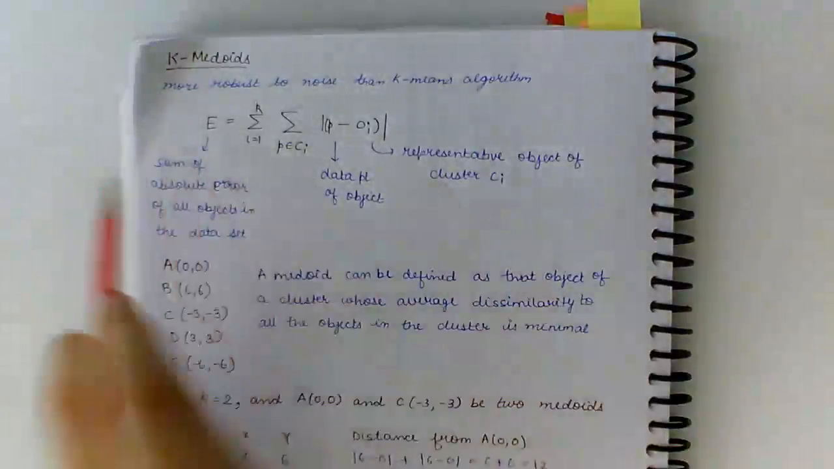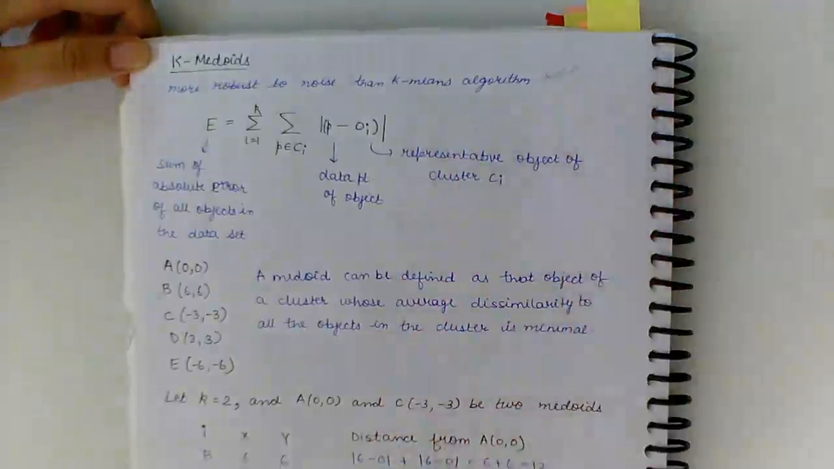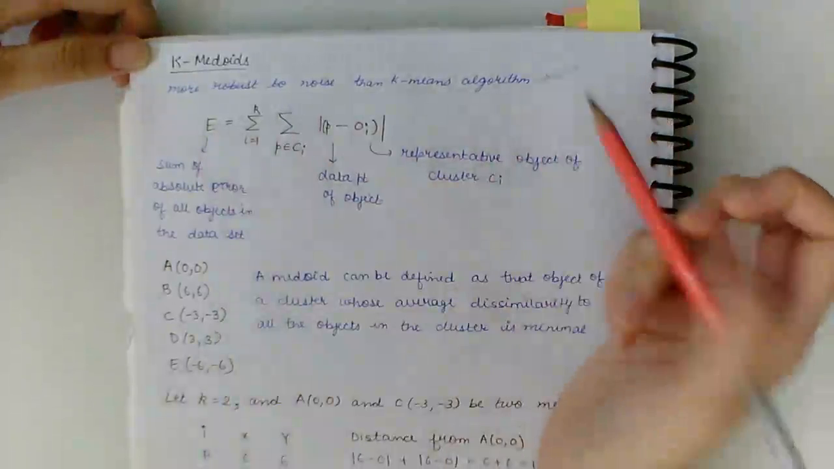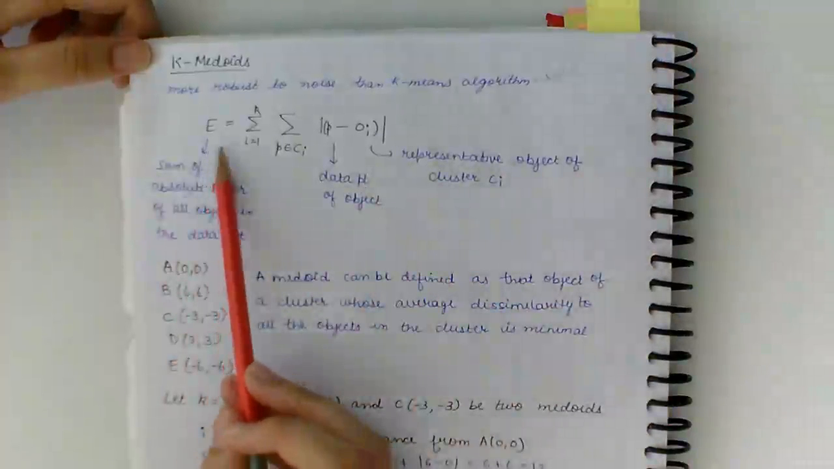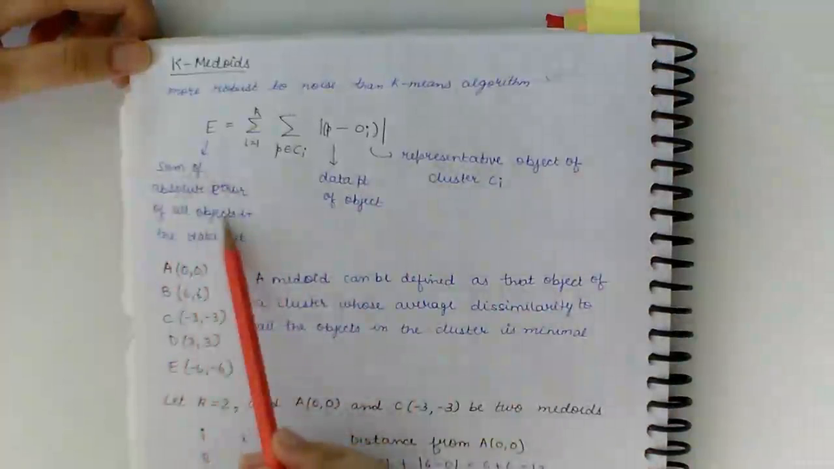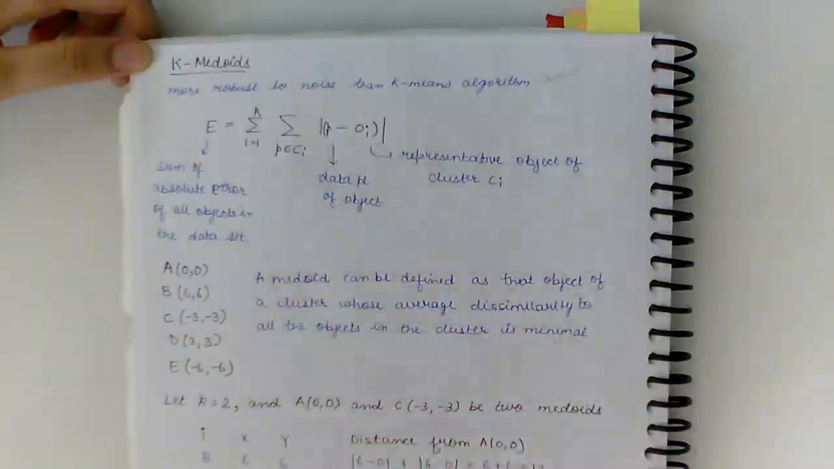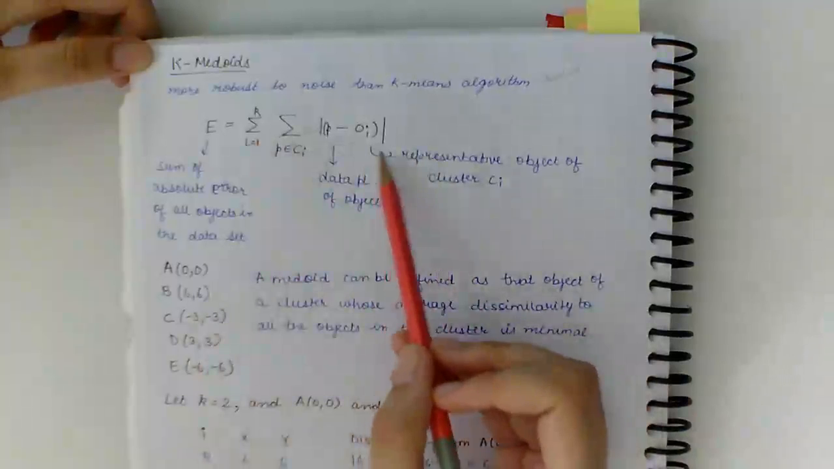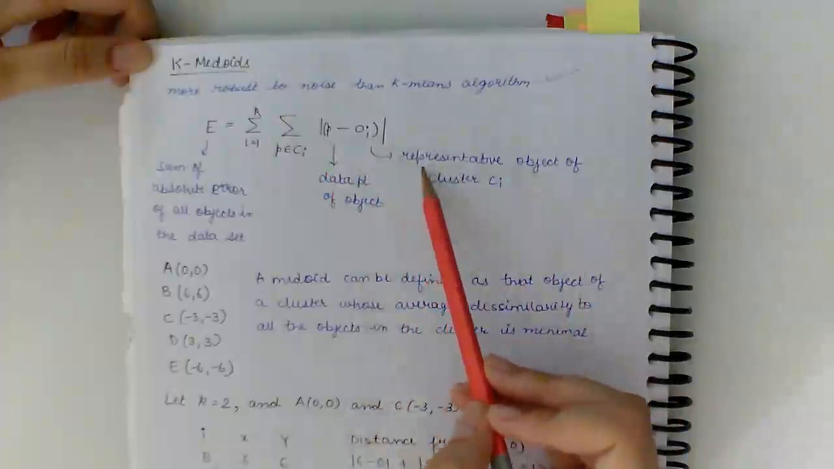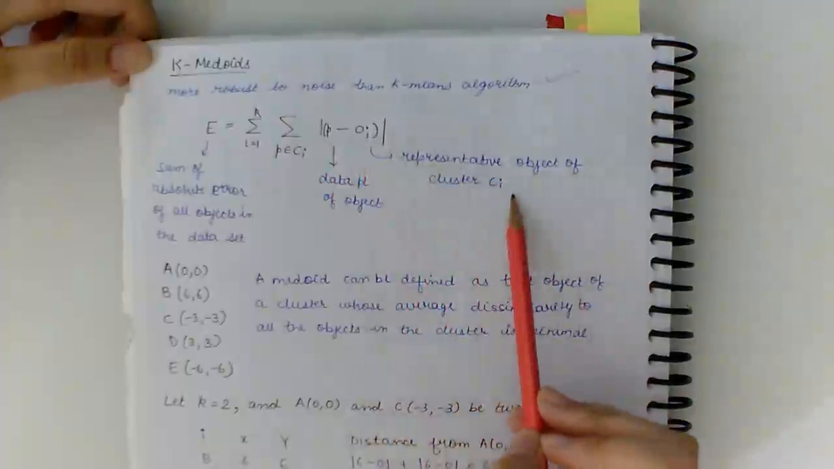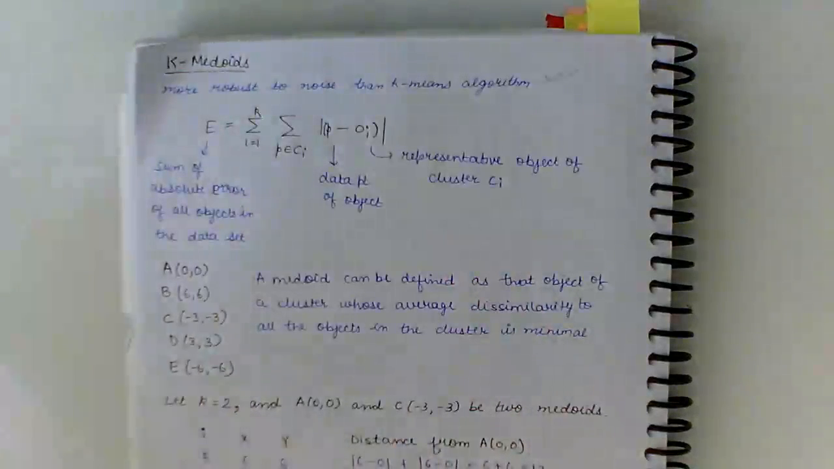K-medoids is more robust to noise than the K-means algorithm. That is why it is preferred, due to this advantage. And the formula used is E, the sum of absolute error of all objects in the data set, which should be minimum, and this is given by the summation of P minus Oi, where Oi is the representative object of cluster Ci and P is the data point of objects. So now we are going to solve this example and see how this formula really works.